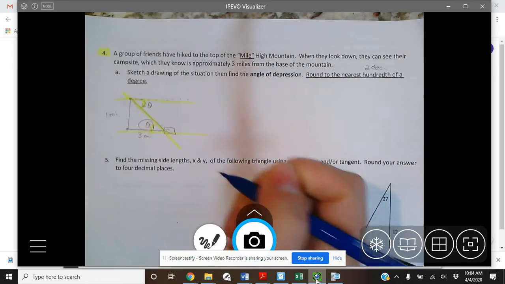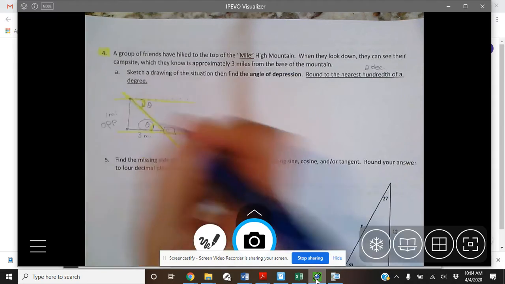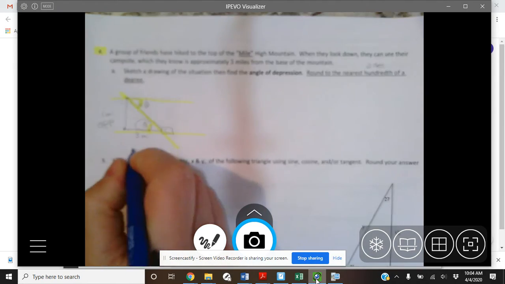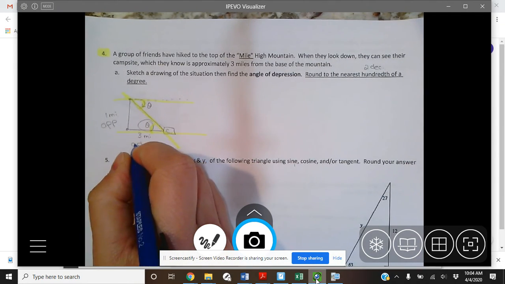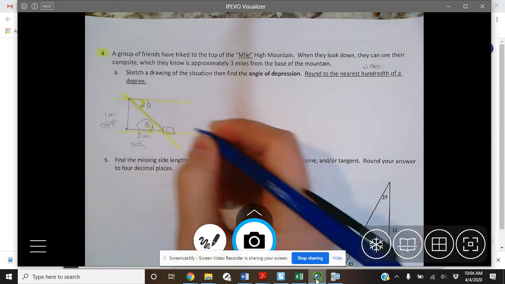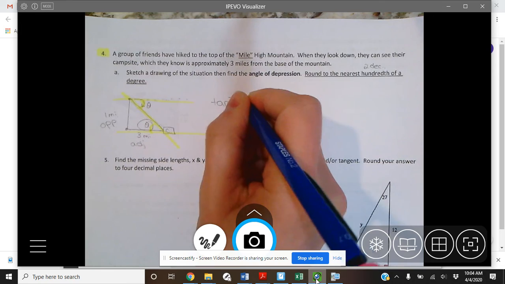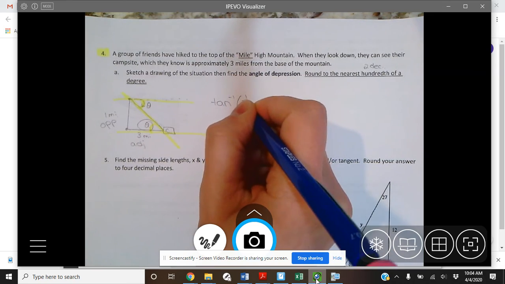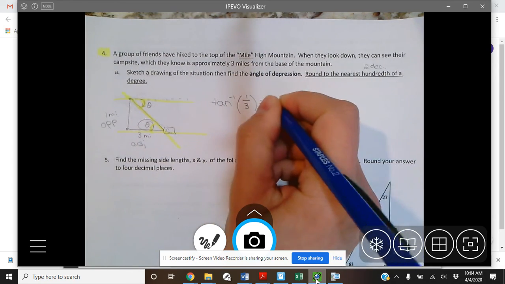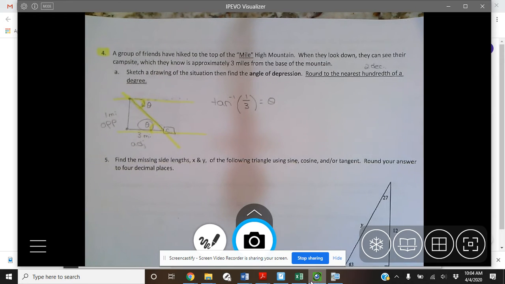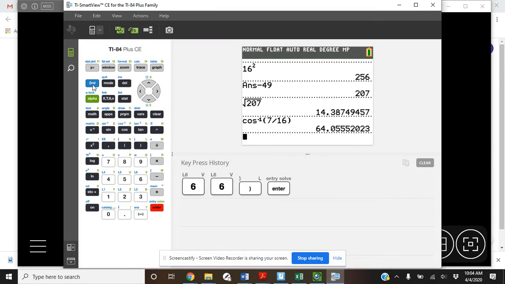So if theta is our reference angle, that's our opposite side. This is our adjacent side. So we're going to be doing tan inverse of 1/3, opposite over adjacent equals your theta. And let's type that into our calculator. Second, tan 1 divided by 3.